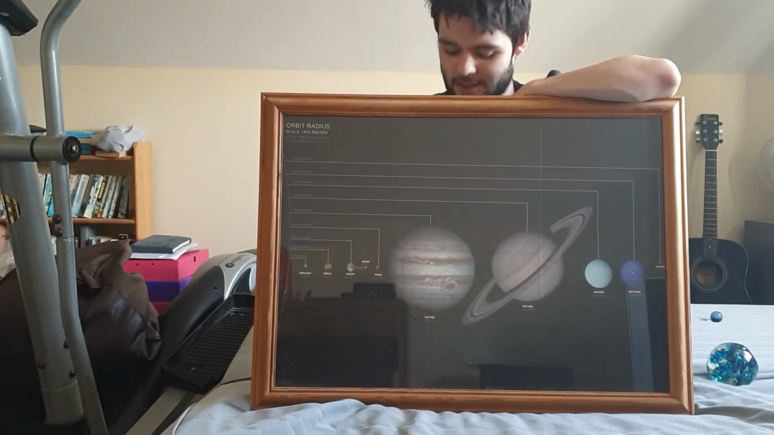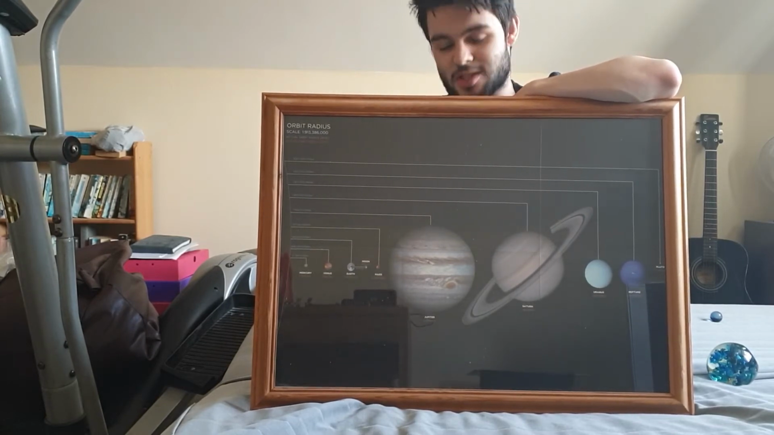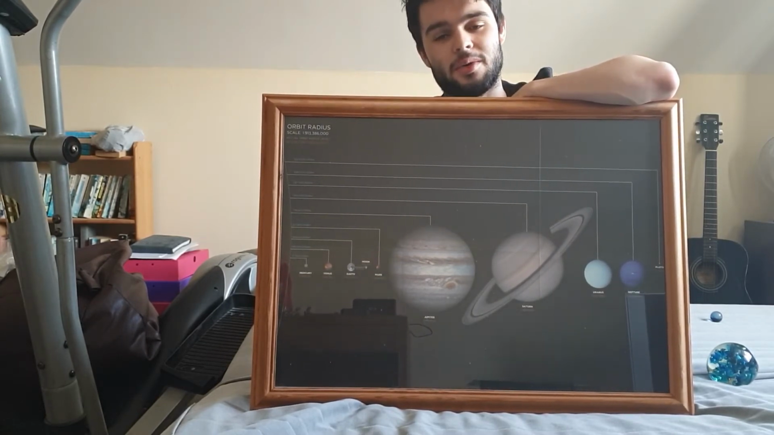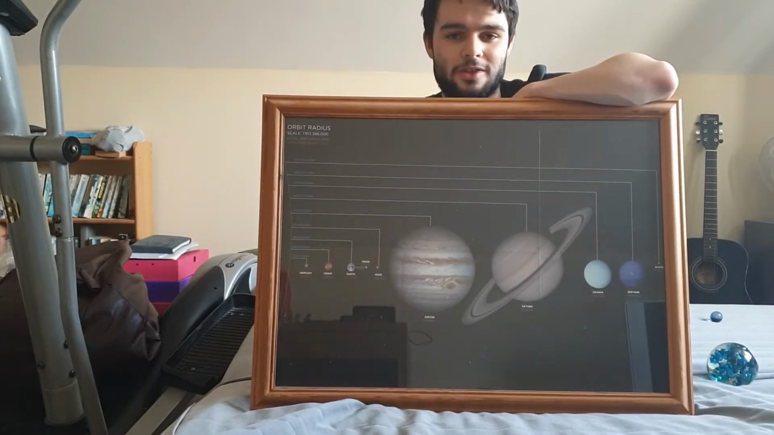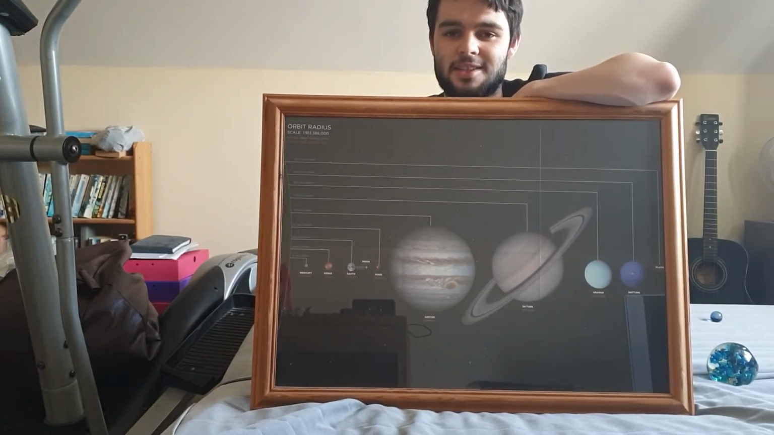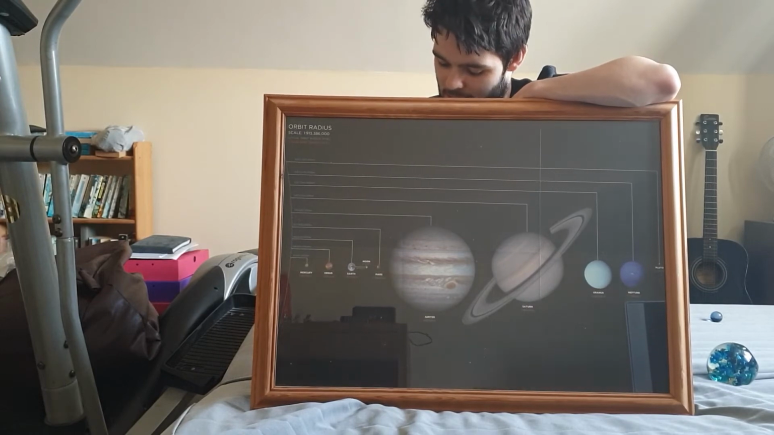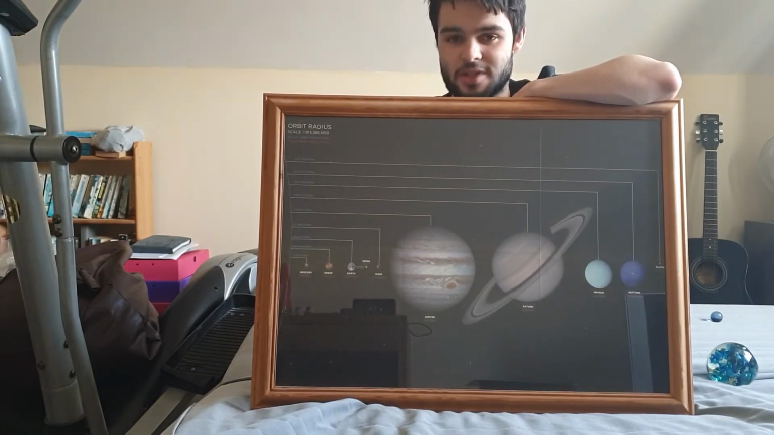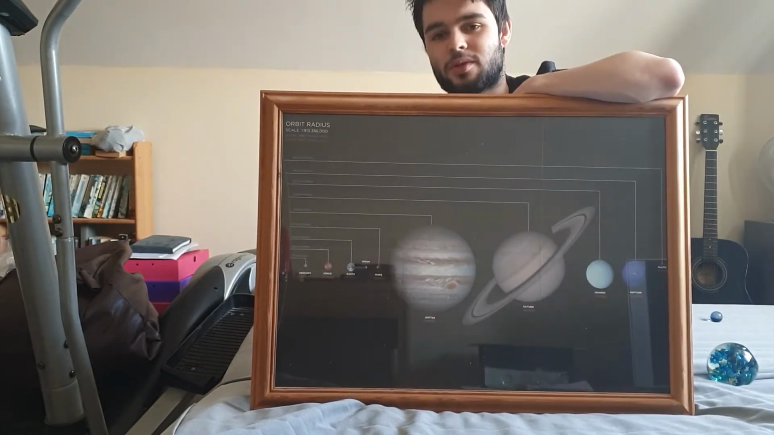So one of the most interesting ones is one called Io. And Io is covered in lots and lots of volcanoes. It's one of the most volcanically active places in our solar system, which is very cool. And they also have one called Europa.